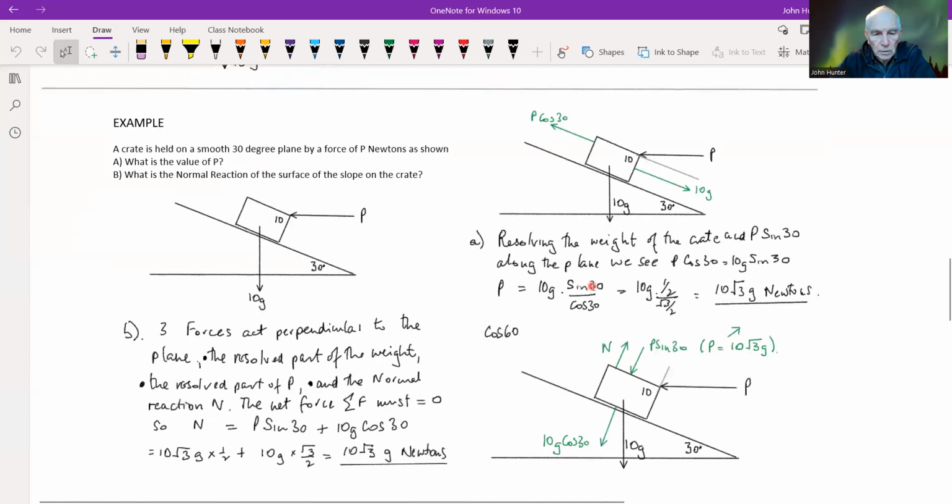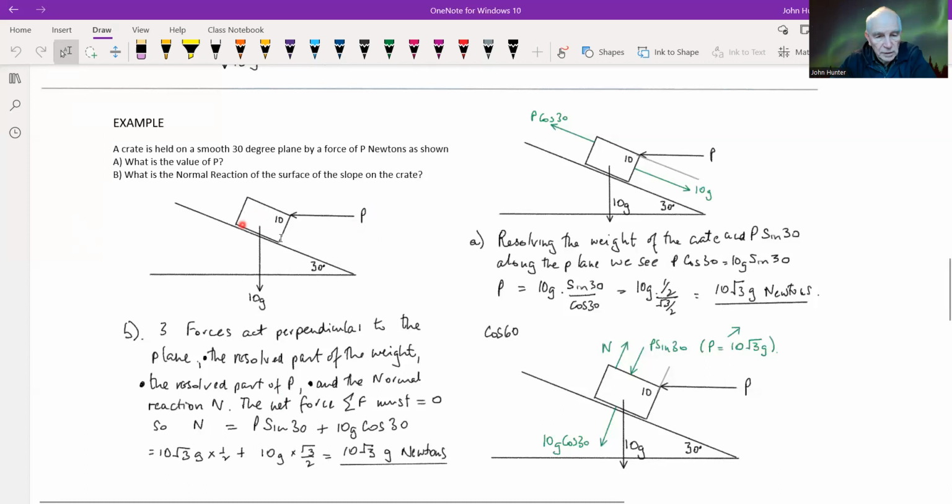Okay, so we're going to have a look at one more example, which looks at, well, basically, normal reaction. The crate is held on a smooth 30-degree plane by a force of P newtons, as shown. What is the value of P?